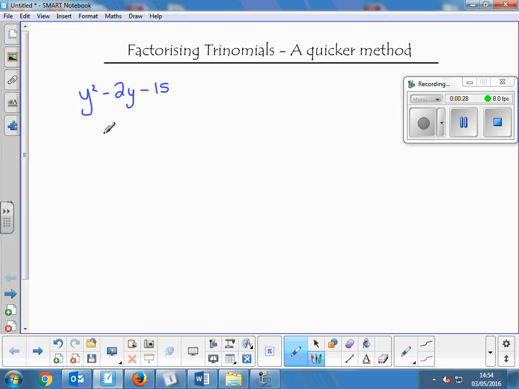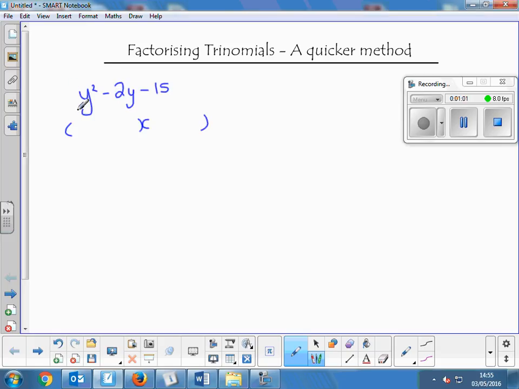So the trick to doing these is, well, they are obviously a trinomial, and we can tell that because we have three terms. One's a squared term, one's a term with just a y, and one's a term on its own. Okay, so that's generally how we can tell. We always tend to look for a common factor first, and then look for a difference of two squares. And then our third one is usually a trinomial.